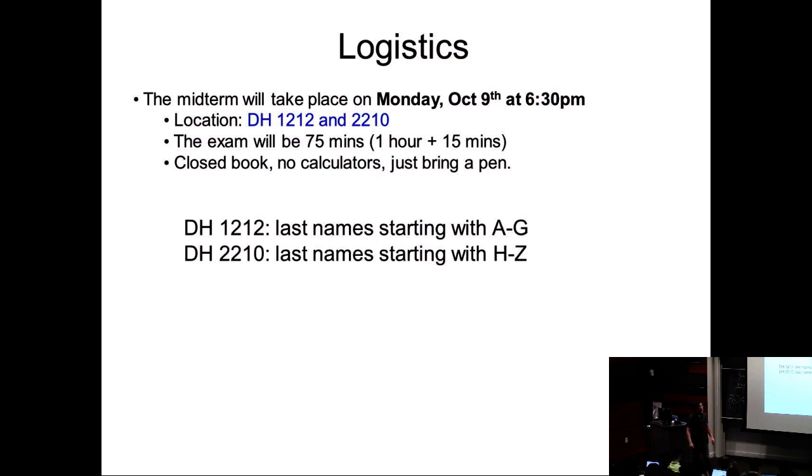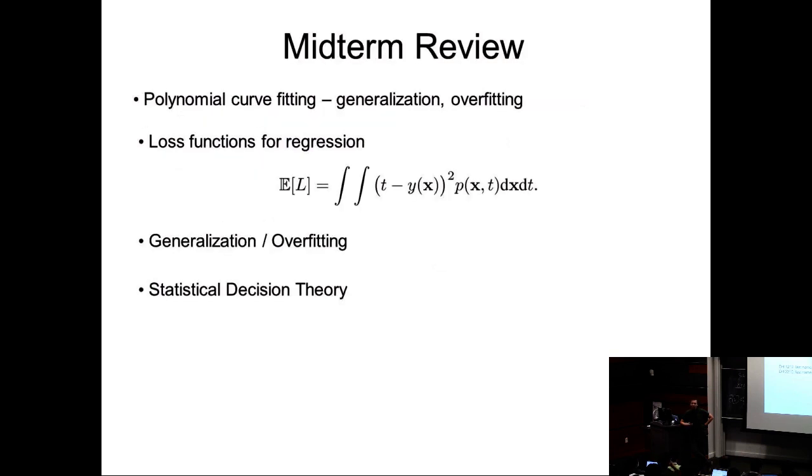TAs will post it. The exam is going to be 75 minutes, 1 hour, 15 minutes. It's kind of the duration of the class, 1 hour and 20 minutes, but it's going to be 1 hour plus 15 minutes. Closed book, no calculators, just bring your pen and ID. So you won't need anything for this exam. Okay? I mean, you can bring pencil and erasers and stuff like that if you want to, but ultimately you're going to be provided with everything.